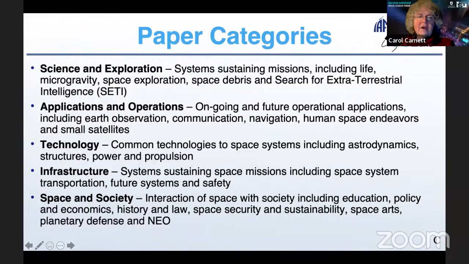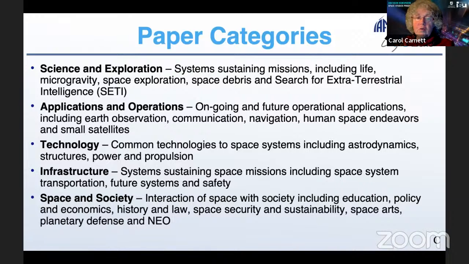Okay, as you can see here, there are several symposia at the IAC: Science, Applications, Tech, Infrastructure, and Space and Society, which covers a lot of things, including education. And of course, there is a separate category for the International Institute of Space Law. And so you have these different categories. Within the categories, there are several sessions. For example, in the E category, which is for education, there are 8 different sessions.